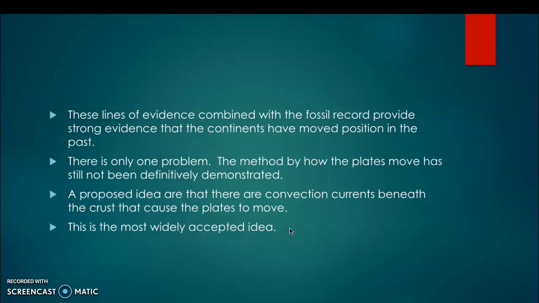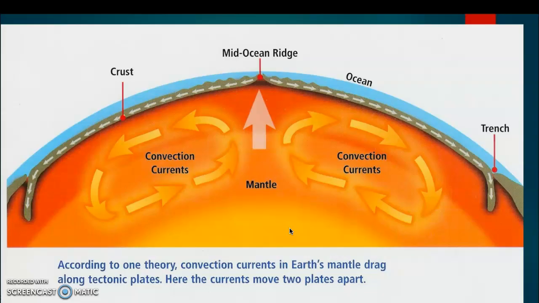All right, so a good hypothesis moving forward is that there are convection currents beneath the Earth's crust that cause the plates to move, and this is the most widely accepted idea. So here are these convection currents. There's that mid-ocean ridge again.